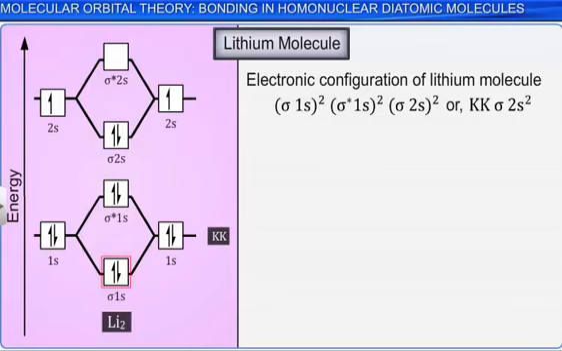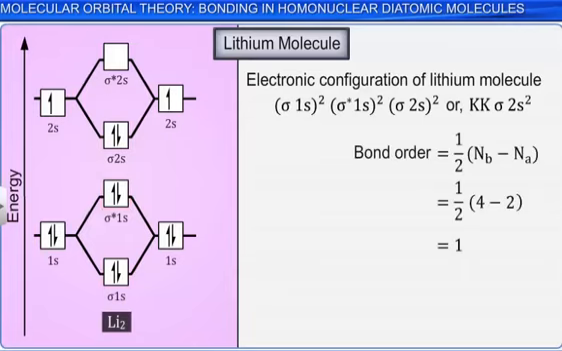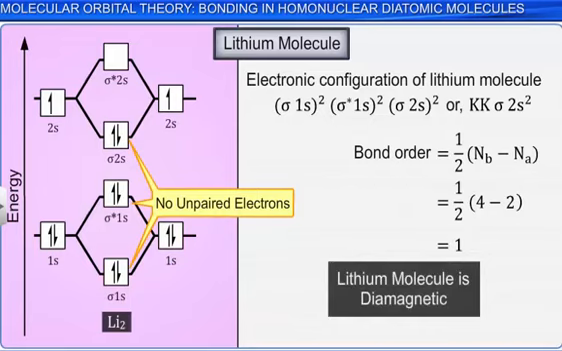As lithium has 4 electrons in its bonding molecular orbital and 2 electrons in the antibonding molecular orbital, the bond order of lithium is calculated to be half of (4 minus 2), which is equal to 1. From the bond order, it is clear that lithium is a stable molecule, and as no unpaired electron is present in its molecular orbitals, it is diamagnetic in nature. This diamagnetic lithium molecule is found to exist in the vapor state.